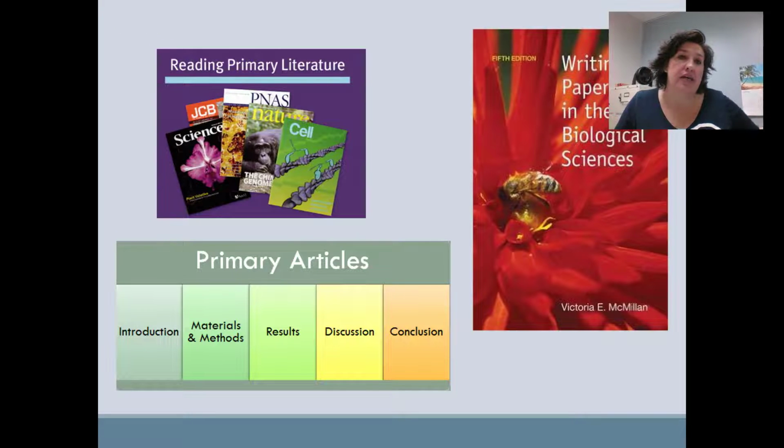Again, the second part of the class is reading primary literature. Writing papers in the biological sciences is an optional book or reference. We suggest people purchasing it as early as GB1, but you may have an earlier edition, that's totally fine. It has some really good references about how to write scientifically, how to make PowerPoint presentations. It's a really good reference. Remember, this class is heavy in writing and heavy in discussion, so you're going to need those communication skills to earn a good grade in this class.